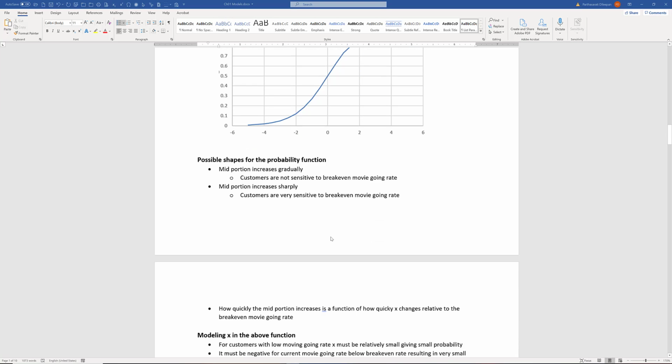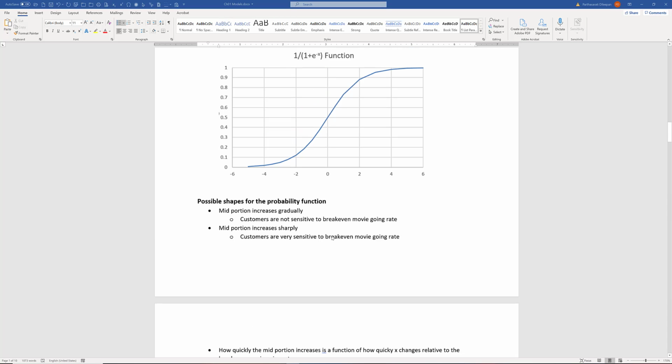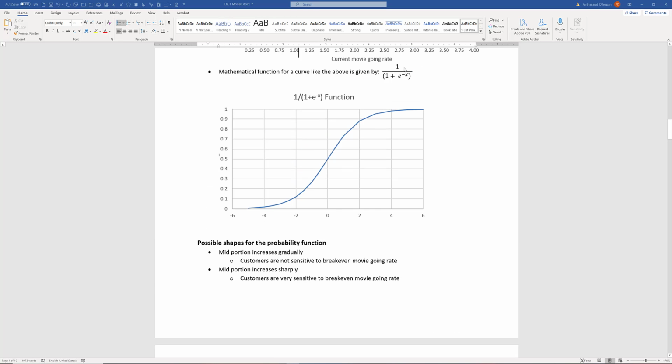So we need to do some tinkering with respect to how we get the x. For sure, x is going to be a function of the current movie going rate minus the break-even movie going rate, and what other modification should we make to get this x? We'll look at that in the next video.